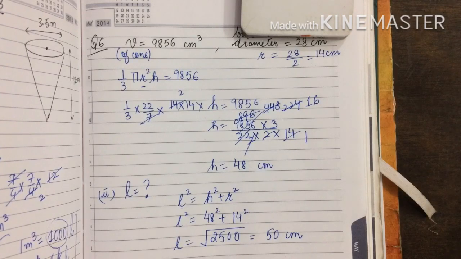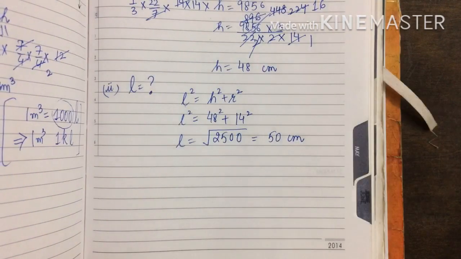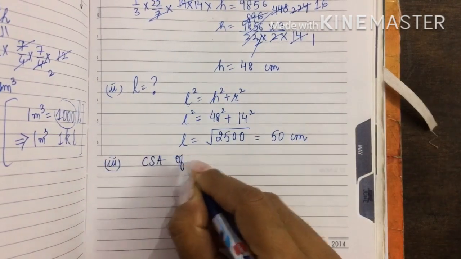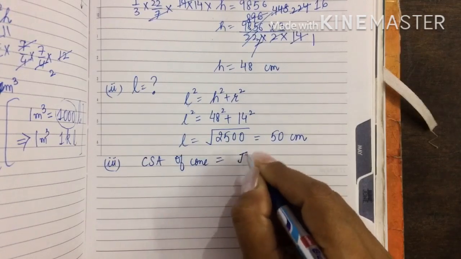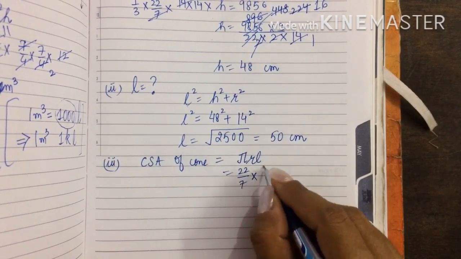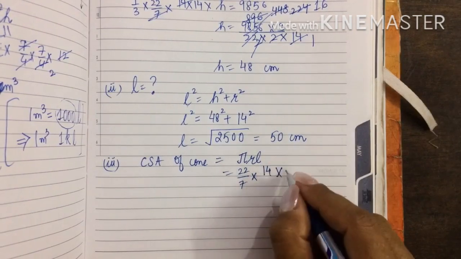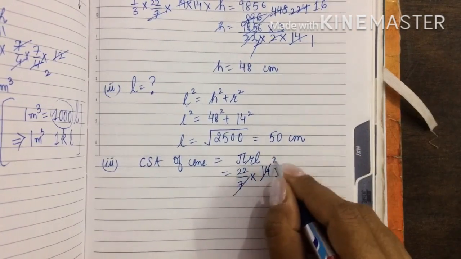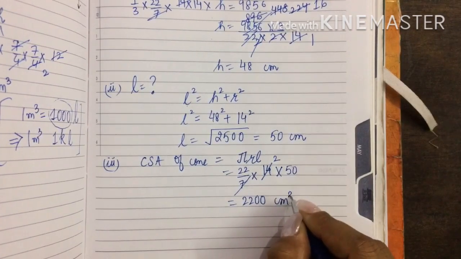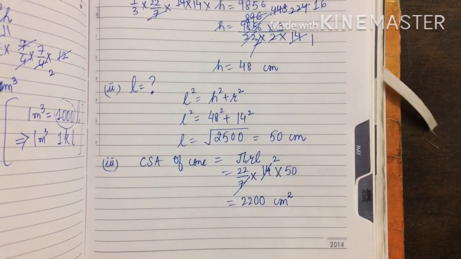Now we have to find out the curved surface area of the cone. The curved surface area of the cone is given by pi r L, 22 by 7 into the radius 14, slant height 50. Simplifying, 2200 square centimeter is the curved surface area.